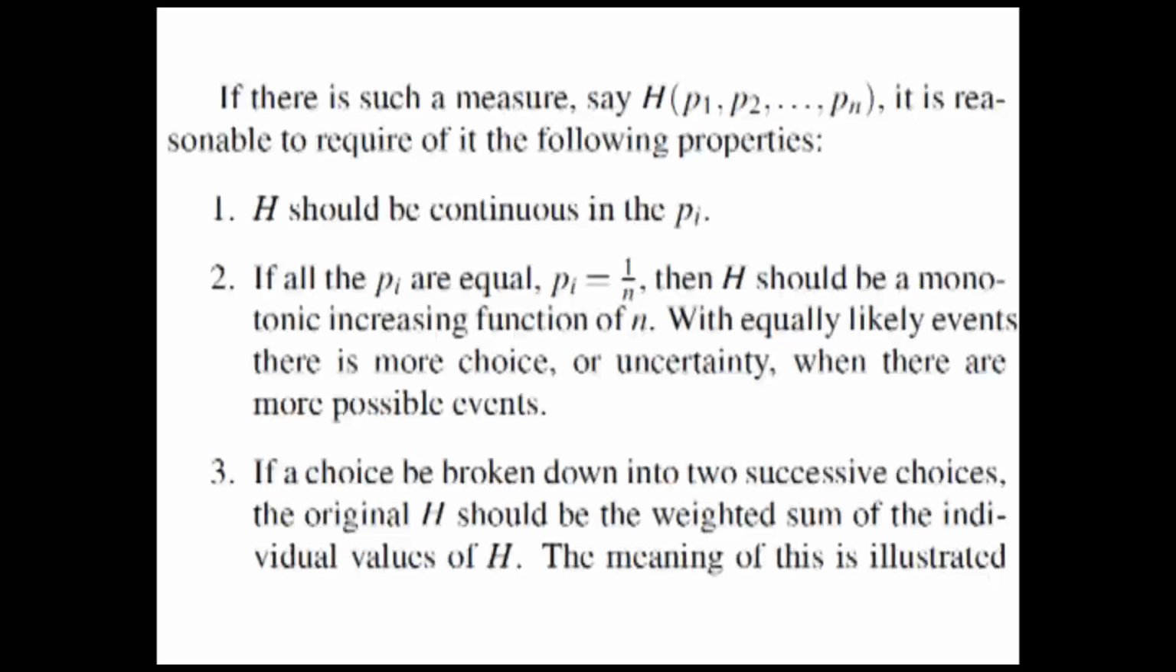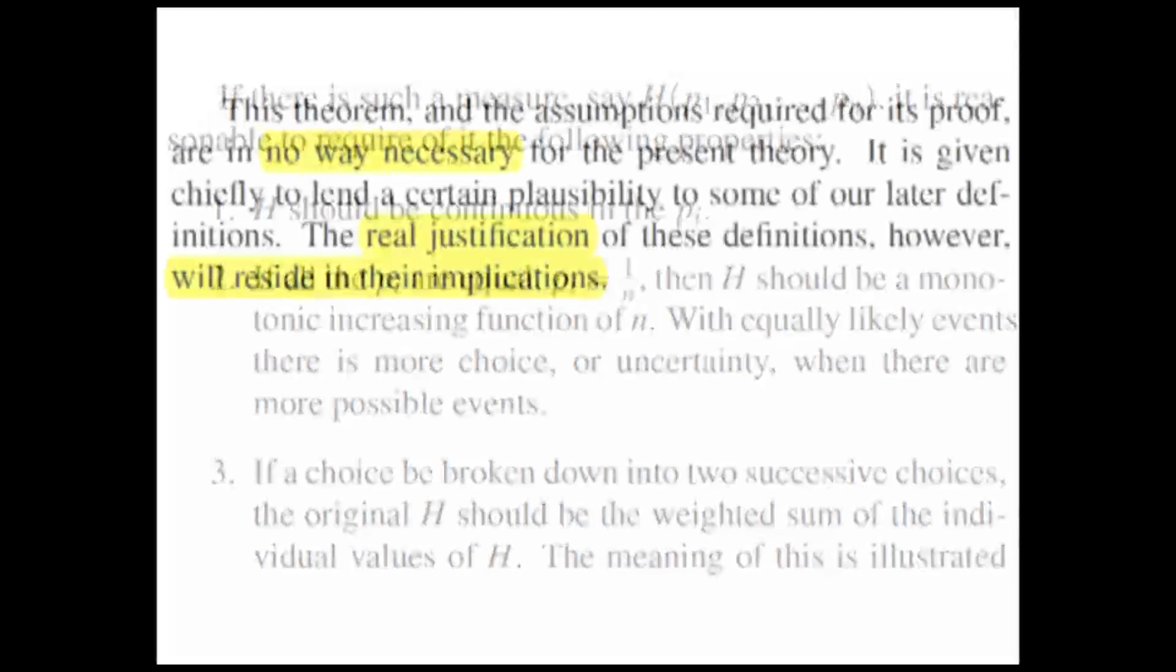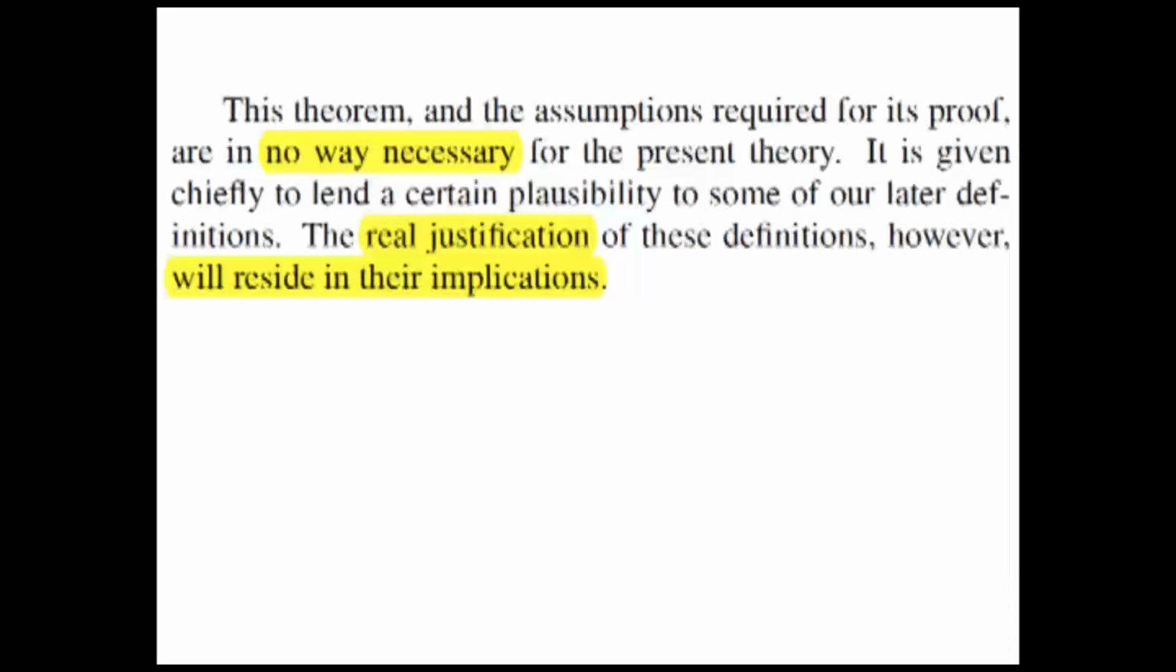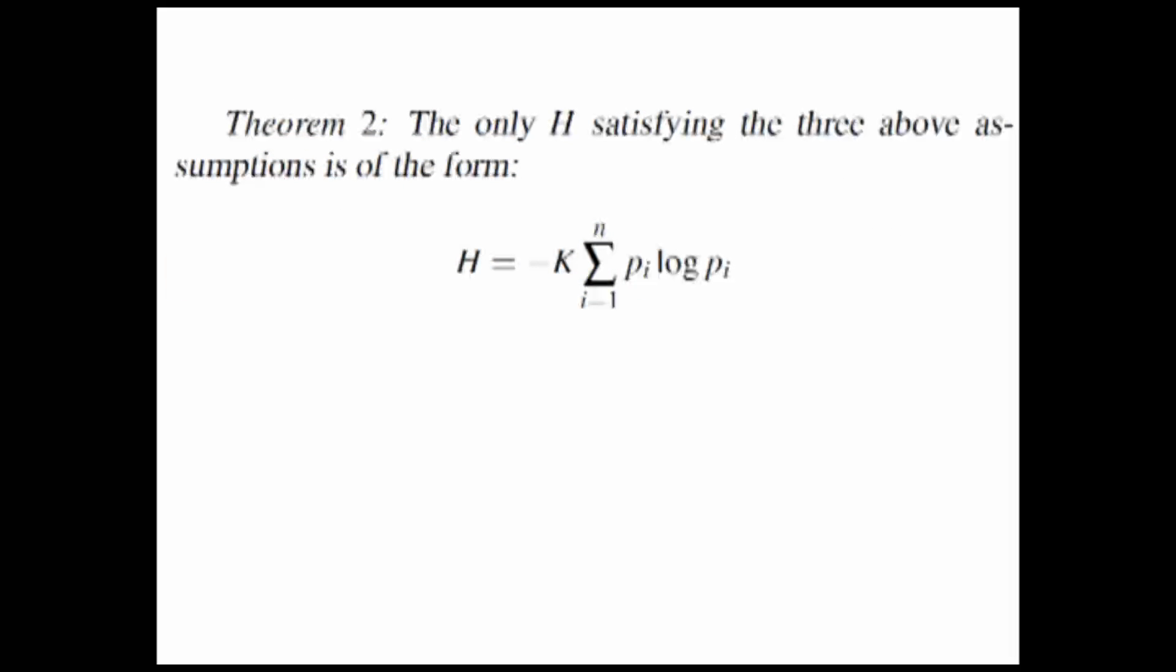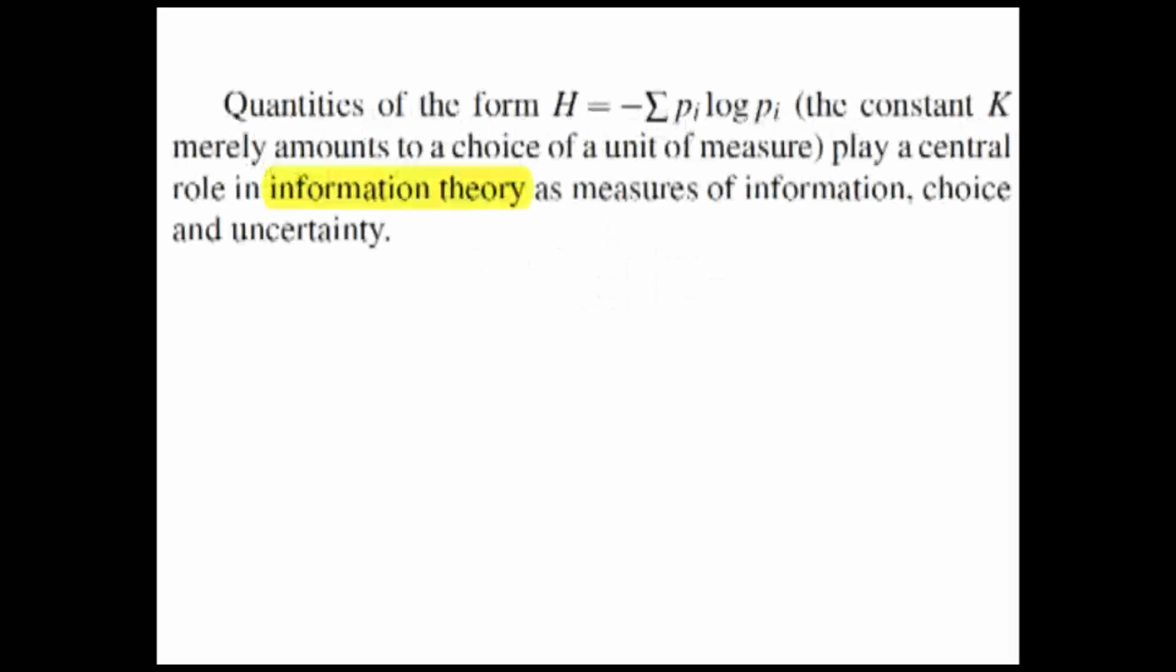So in fact, we don't need to justify entropy in any way, just by the fact that it is the right answer to the problem that we're interested in. And he in fact says that. He says, this is in no way necessary for the present theory. It is given chiefly to lend a certain plausibility to some of the later definitions. The real justification will reside in the implications. So that's the real thing. Okay, so then he says, well, with those axioms, the only thing that you can have to satisfy the assumptions is a function that looks like that.